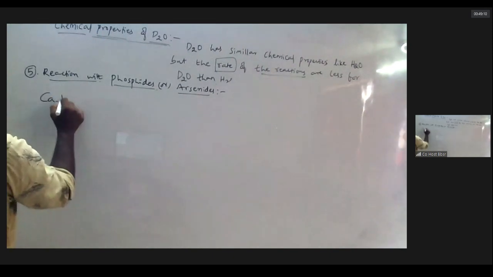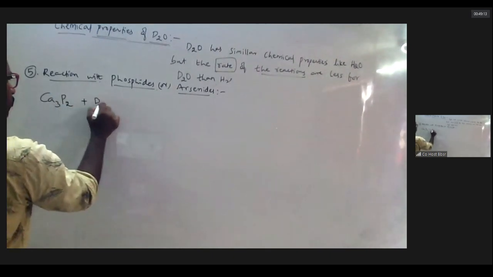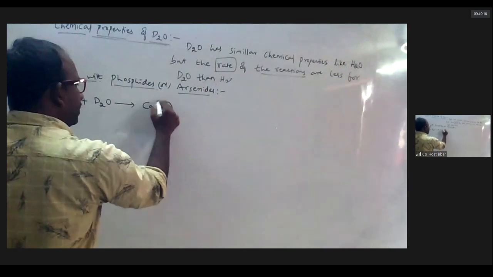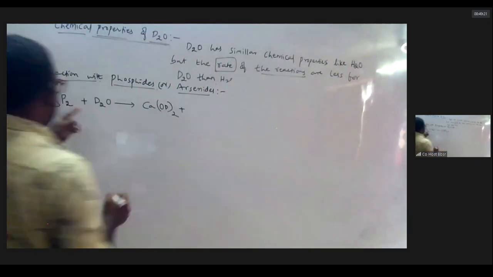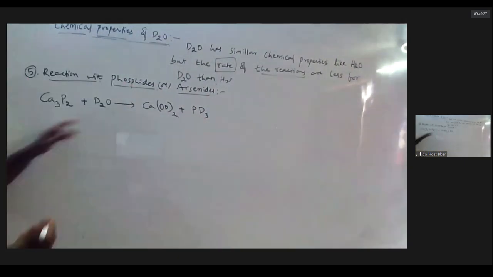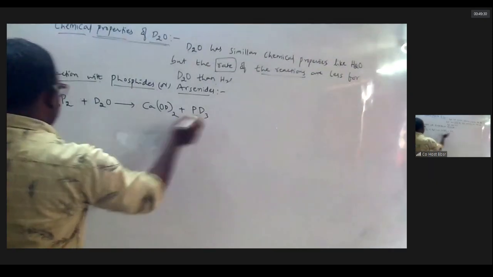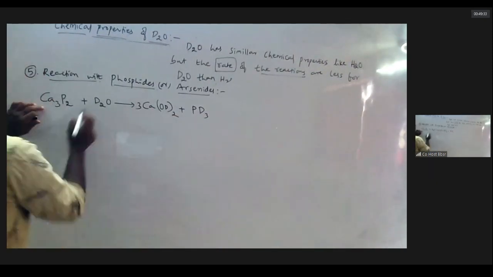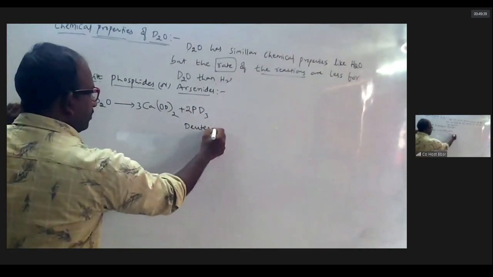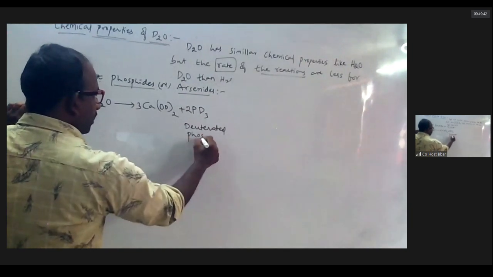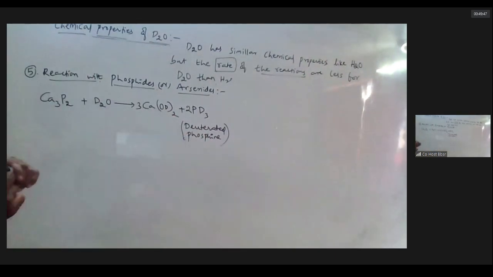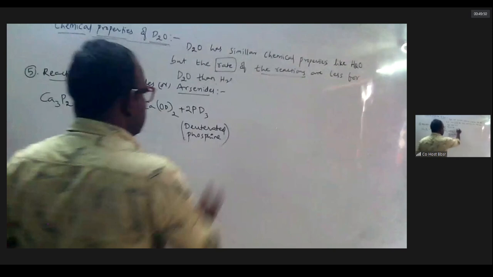Calcium phosphide plus D2O, what are you going to get? Okay, Ca gives Ca(OD)2, calcium deuteroxide, plus phosphorus gives PD3, phosphine. This is 3 calcium, 2 phosphorus. This is deuterated phosphine, and this is deuterated calcium hydroxide.